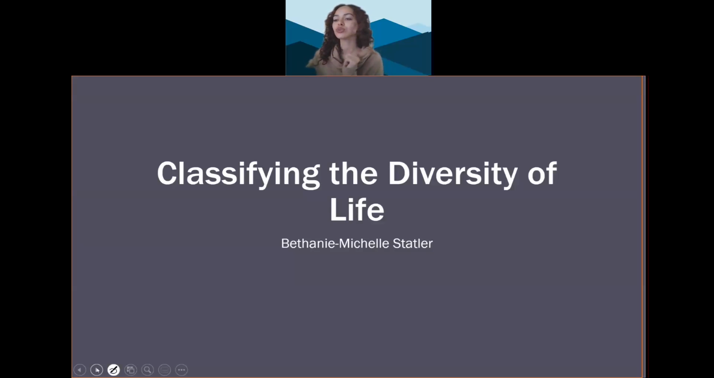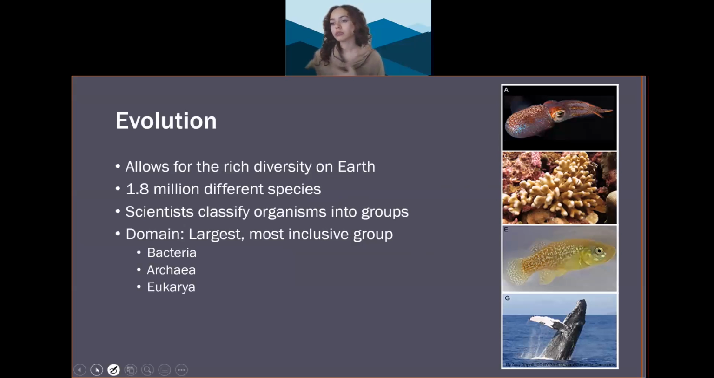Today's topic includes classifying the diversity of life. Evolution, which is the process of change that occurs in a species over time, has allowed for the rich diversity of life on Earth. There are at least 1.8 million different species on this planet, and scientists use the similarities and differences between organisms to classify them into different groups.